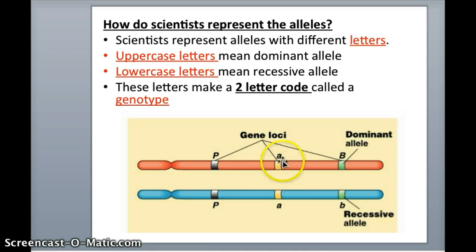If you look over here, it's a similar deal. There's a recessive lowercase a here, recessive allele for mom, recessive allele for dad. So the genotype here is little a, little a. And here it's a dominant allele from mom, dominant allele from dad. So the genotype of this gene is going to be big P, big P. All right.